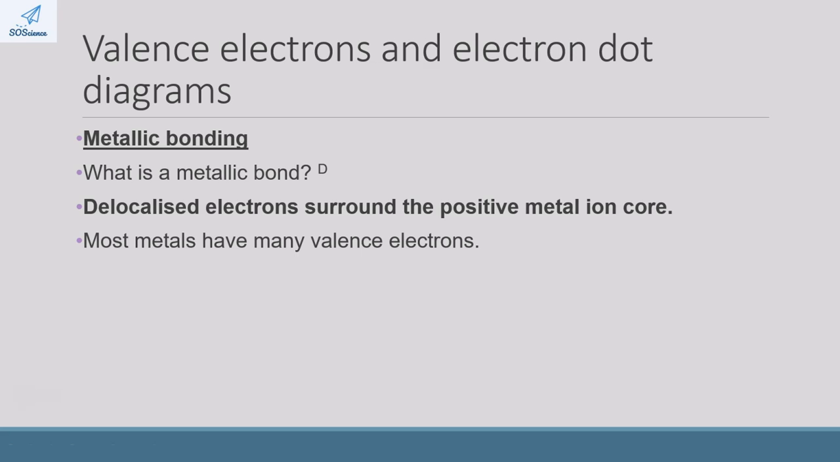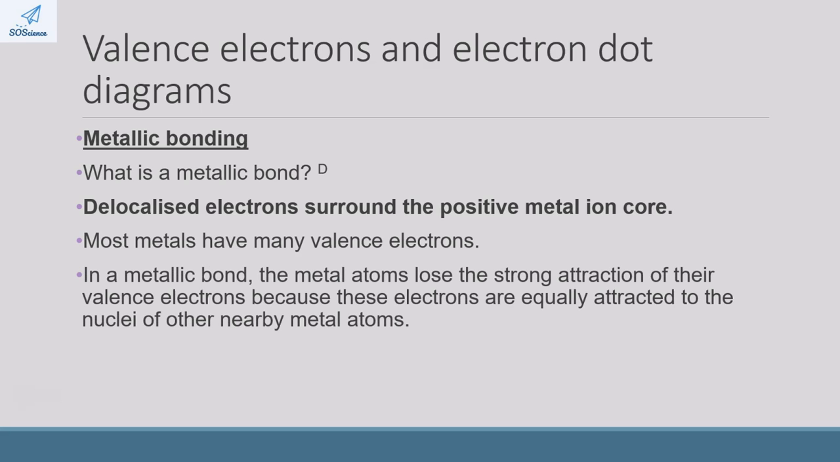Most metals are made up of big atoms, so they have a lot of valence electrons. And in a metallic bond, when you have a piece of metal, whether it is made up of one type of metal or made up of a mixture of metals, the metal atoms lose their strong force of attraction to their valence electrons. So their core electrons remain surrounding their nucleus.